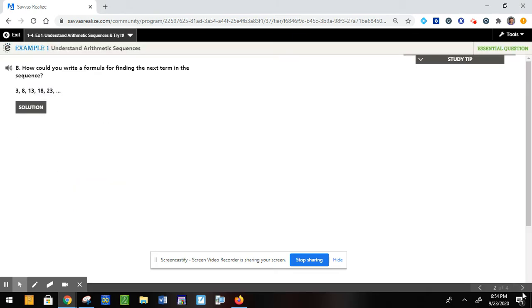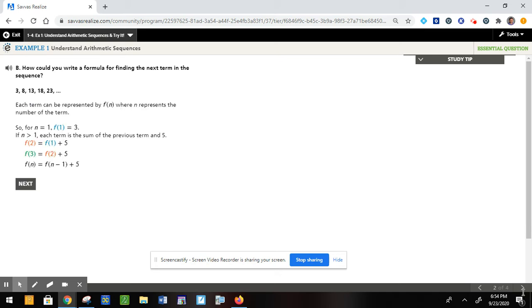All right, let's look at the next one. How could you write a formula for finding the next term in the sequence? So in this case, n represents the number of the term in the sequence. Okay, so f1 is 3 because that's the first number in the sequence. And then the common difference is 5. So f1 plus 5 is going to be equal to f2. And then whatever f2 is, you add 5 to that to get f3. So the formula would be any number in the sequence is whatever number it was before it plus 5.